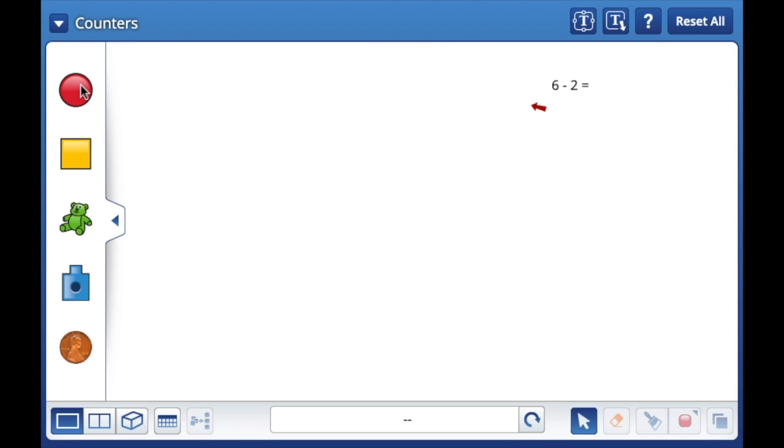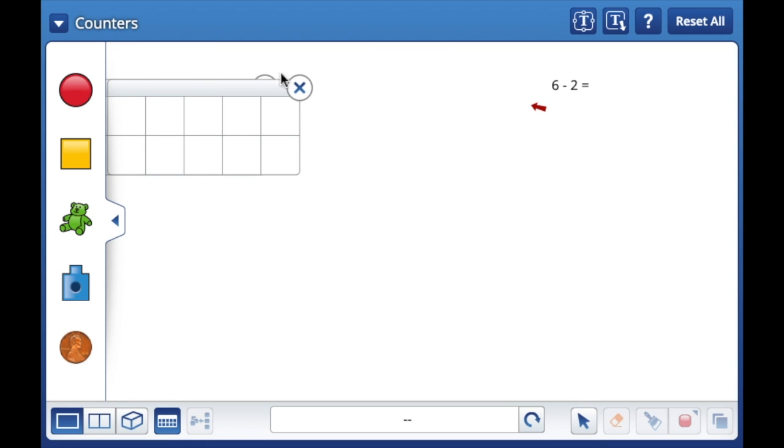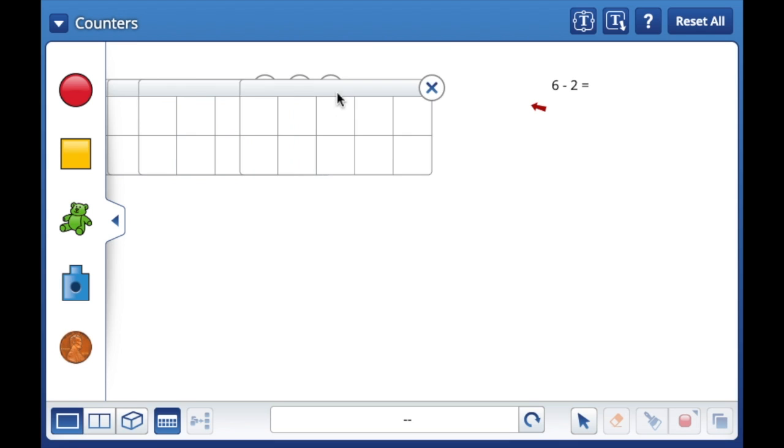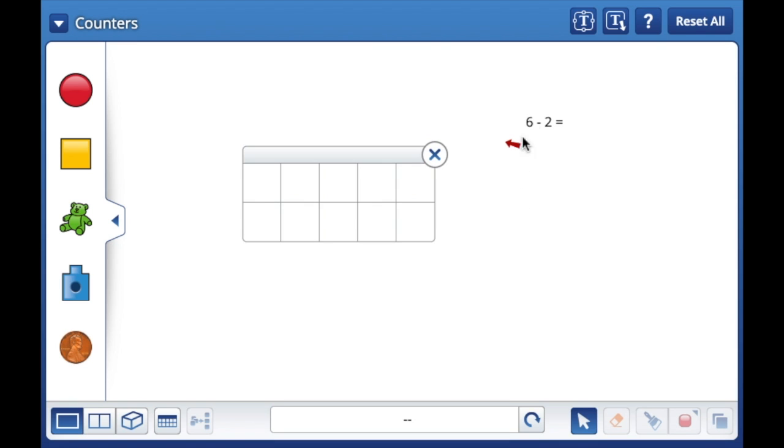Well, I'm going to start by showing the beginning. Looks like we might have a 10 frame. Oh, nice. I love a good 10 frame. So we have a 10 frame and we're working on 6 minus 2 equals. So first I'm going to start with 6 counters in my 10 frame. And I know a 10 frame has 5 on top and 5 on the bottom. So I'm going to fill up the top, and I know 5 plus 1 more equals 6.